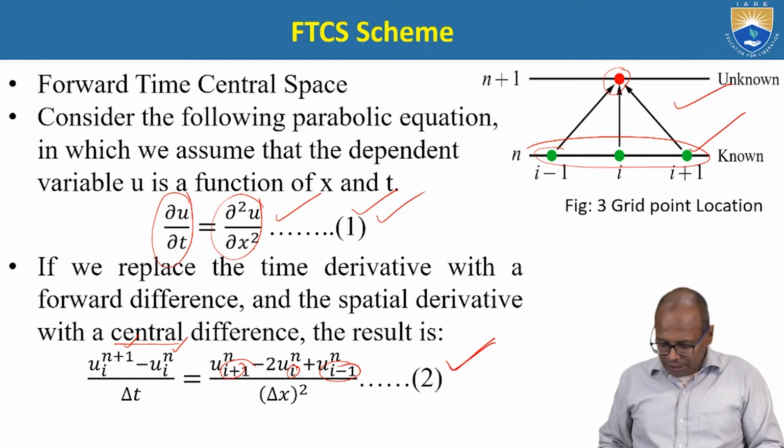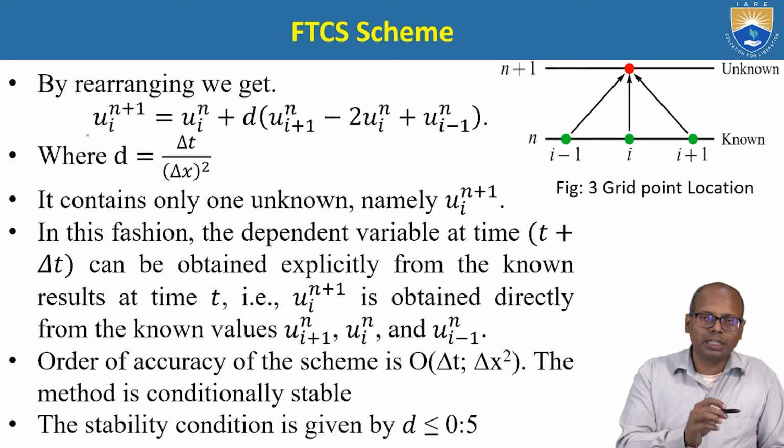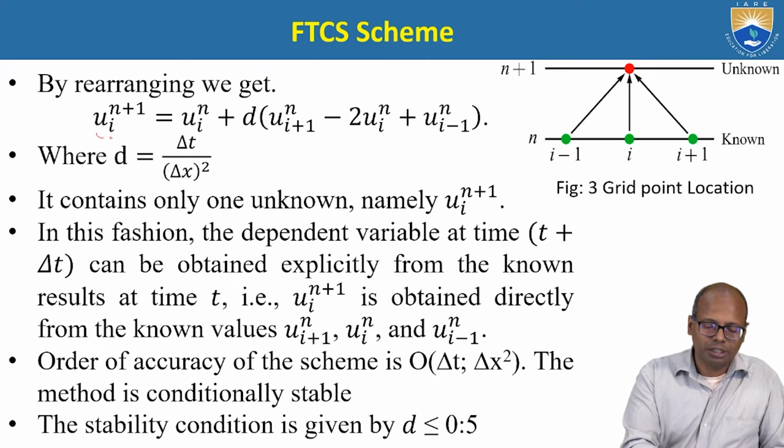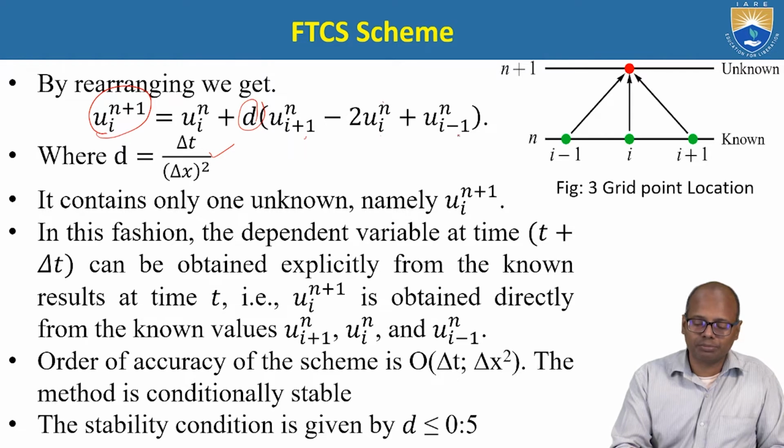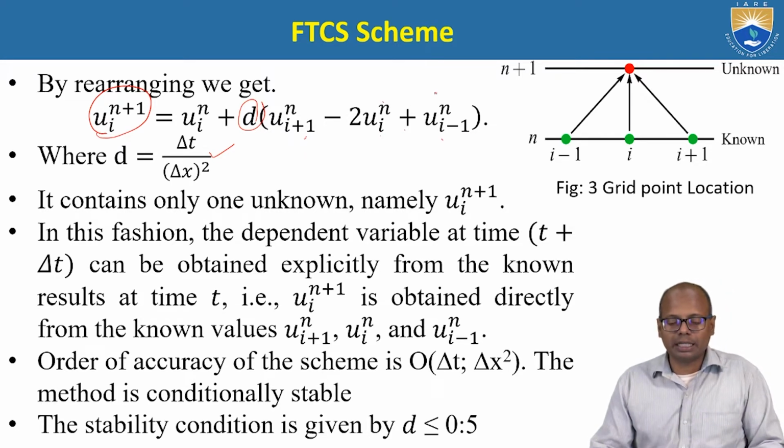Now if I modify that equation, I will get u_i^(n+1) equal to u_i^n plus d times (u_(i+1)^n minus 2u_i^n plus u_(i-1)^n), where d is the diffusion number, delta t by delta x whole square. So this is the equation that we got.